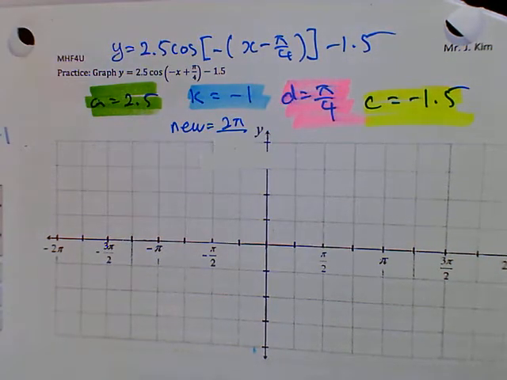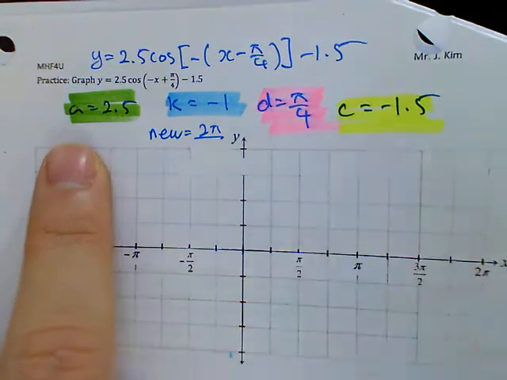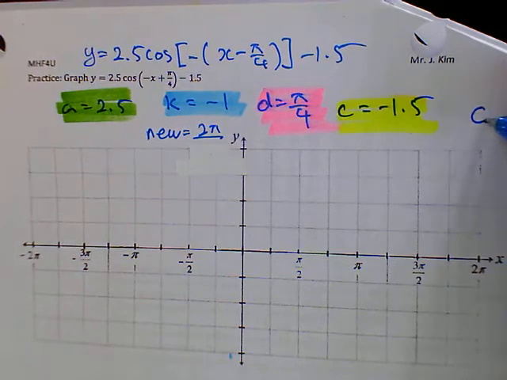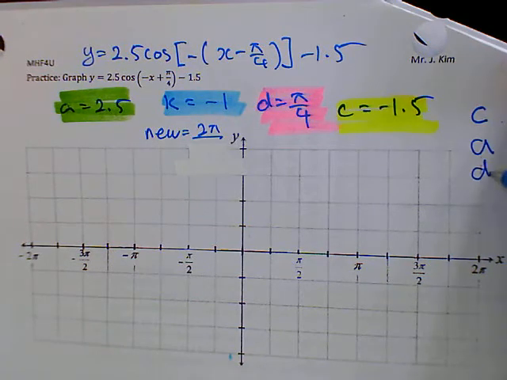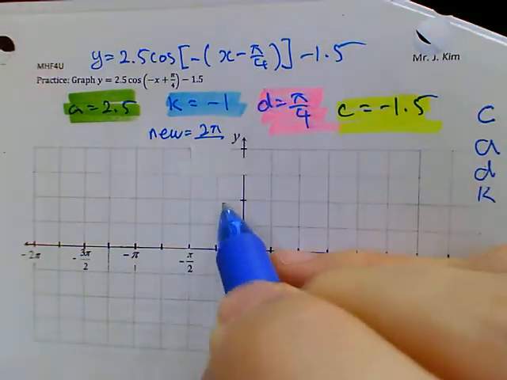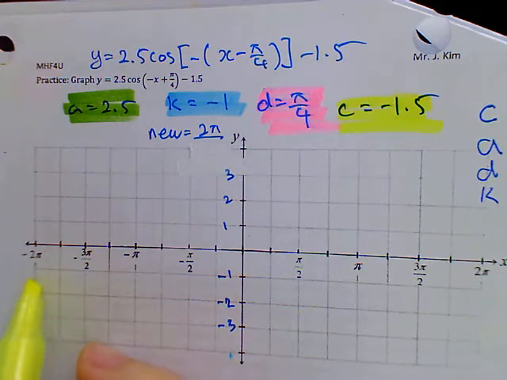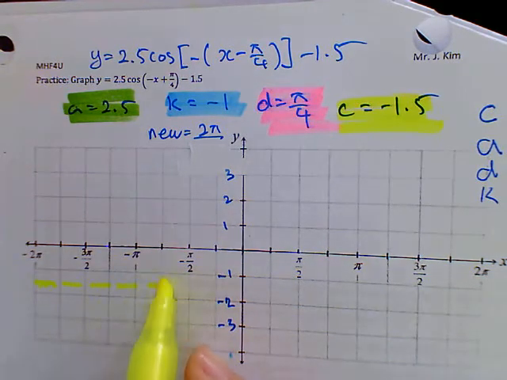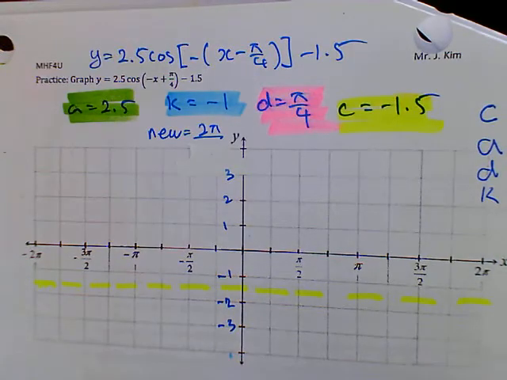So let's do it. I'm going sort of in reverse. The coloring is a little different. I start with the midline, and then I draw the max and min, and then I draw the start and finish. Midline, negative 1.5. That's a 1, that's a 2, that's a 3, negative 1, negative 2, negative 3. Negative 1.5. Max and min. Plus 2.5, minus 2.5.